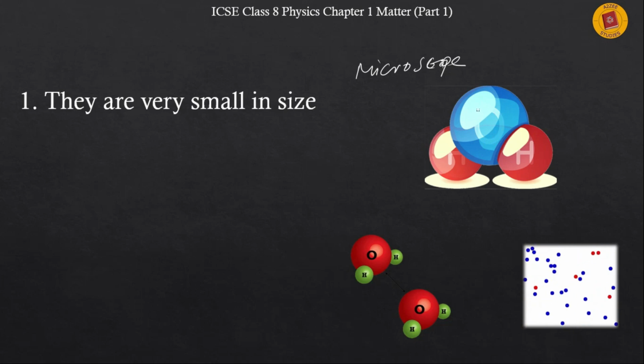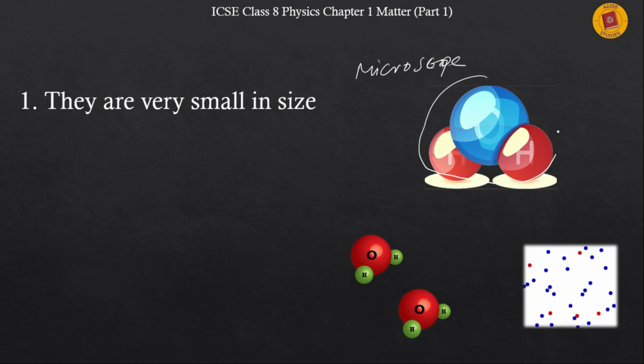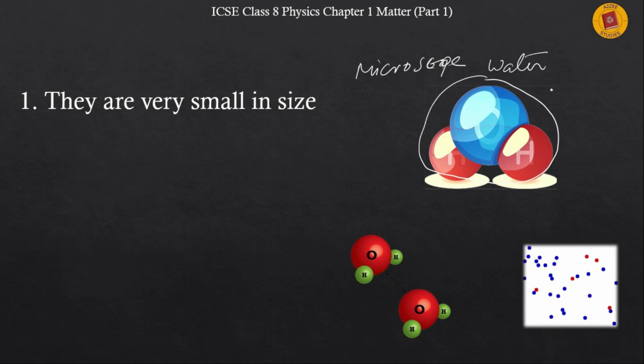What we see here is a water molecule. Water consists of two atoms of hydrogen and one atom of oxygen. It's a water molecule. It's extremely small.